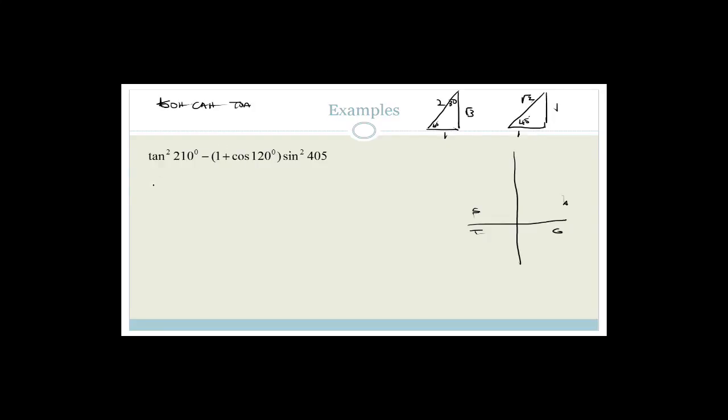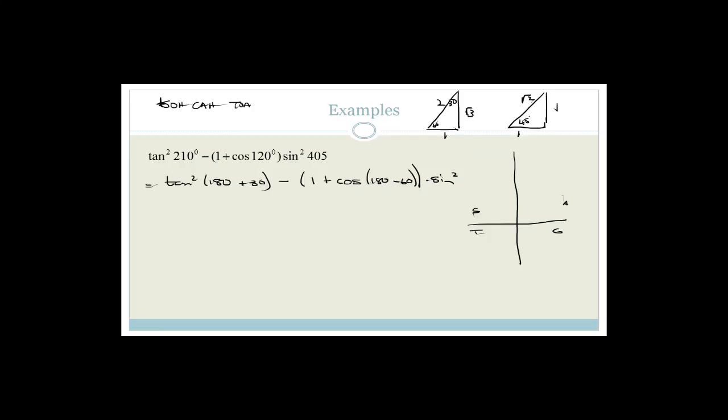Okay, so let's talk about this. What is tan squared 210? Do you agree that 210 can be written as 180 plus 30? So tan squared 180 plus 30, minus 1 plus cos of 180 minus 60, times sine squared 405.